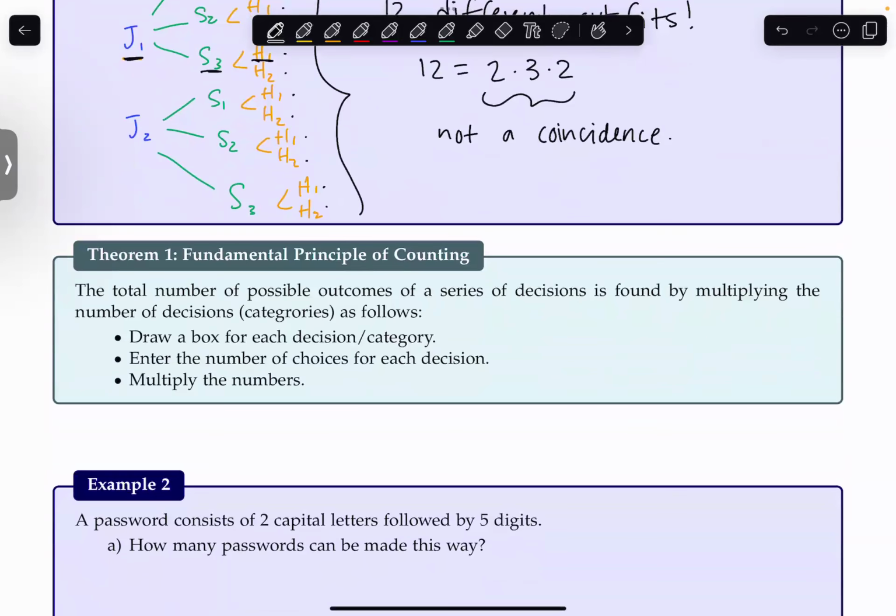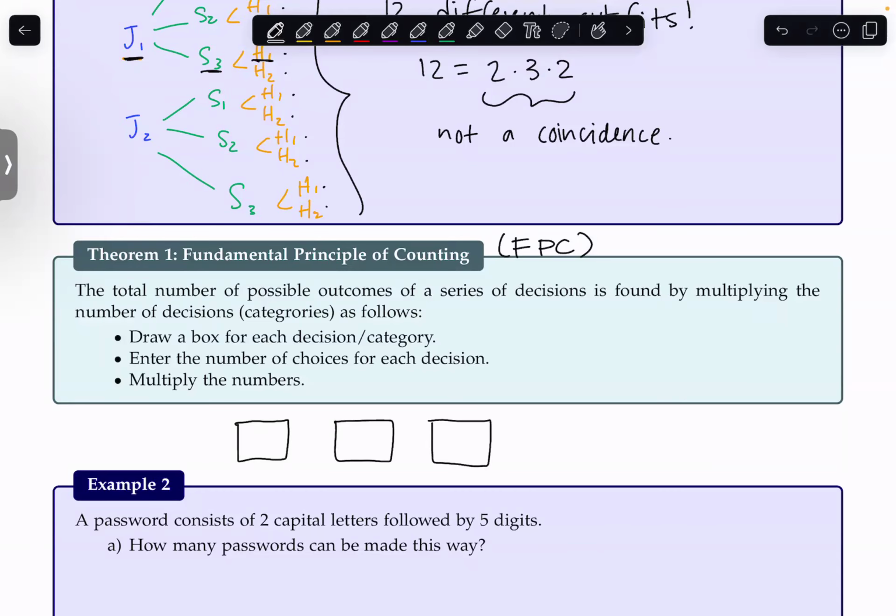So here, our fundamental principle of counting, and lots of times I might just shorten this as FPC, is going to tell us the total number of possible outcomes in a series of decisions that you're making. This can be found by multiplying the number of decisions or categories in the following way. So first, we can draw a box for each decision or category. Here, there's 3 decisions I need to make. I need to choose a bottom, a top, and a pair of shoes, so jeans, shirts, and shoes. So there's 3 decisions or 3 categories that I have.